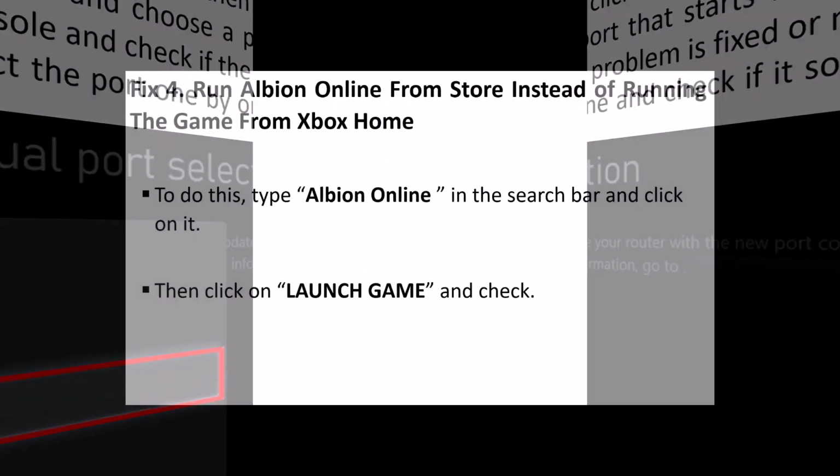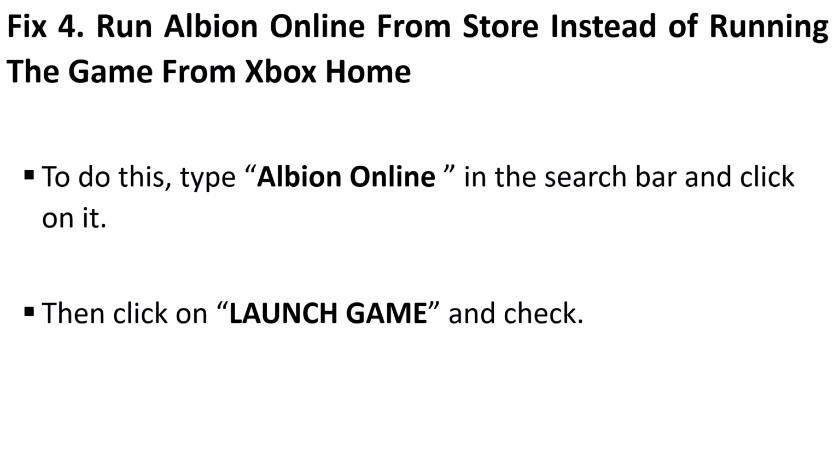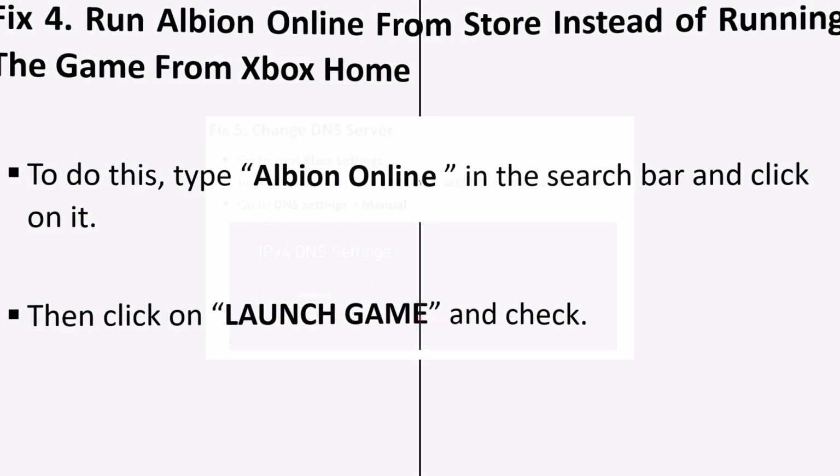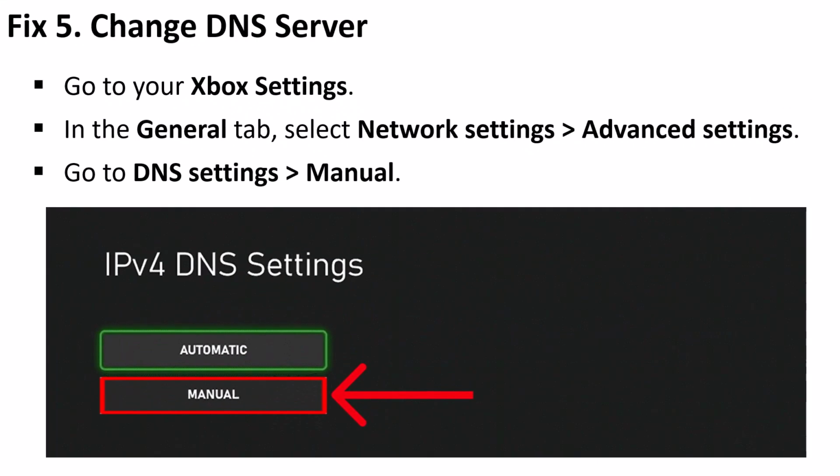If not, then repeat the process and this time select the ports one by one and see which one works for you. Solution 4 is to run Albion Online from the store instead of running the game from Xbox Home. To do this, type Albion Online in the search bar and click on it and then click on launch game and check.